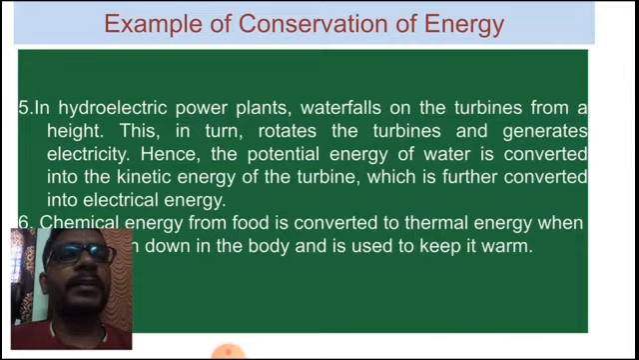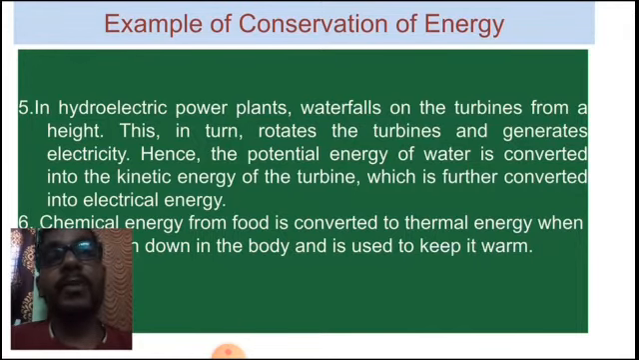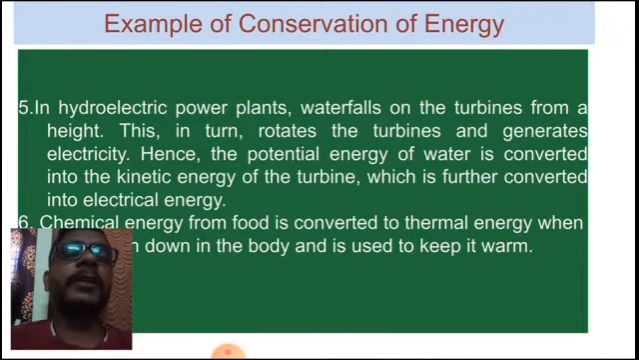Potential energy of water is converted into kinetic energy of the turbine, which is further converted into electrical energy. See there? Potential energy, initially water stored in the dam, some height from the ground. It contains potential energy. For example, a water tank on the house contains potential energy because it has some height from the ground, mgh, which is converted when the water falls on the turbine. Immediately the turbine starts to rotate.